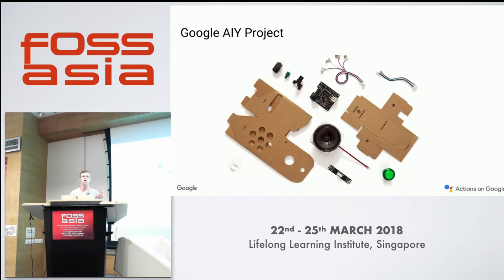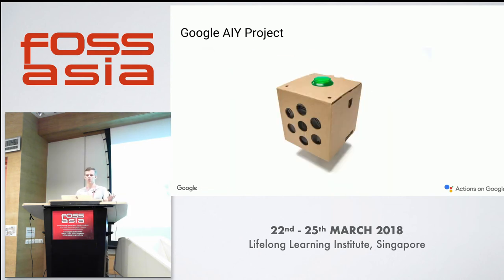Google announced Android Things like a year and a half ago, and there are many more samples of how to use it. So Google AIY project is one of the good samples. All you need is just a Raspberry Pi, speaker, button, and microphone, and that's all you need. And you can build your own Google Home, a smart assistant with button, speaker, microphone.